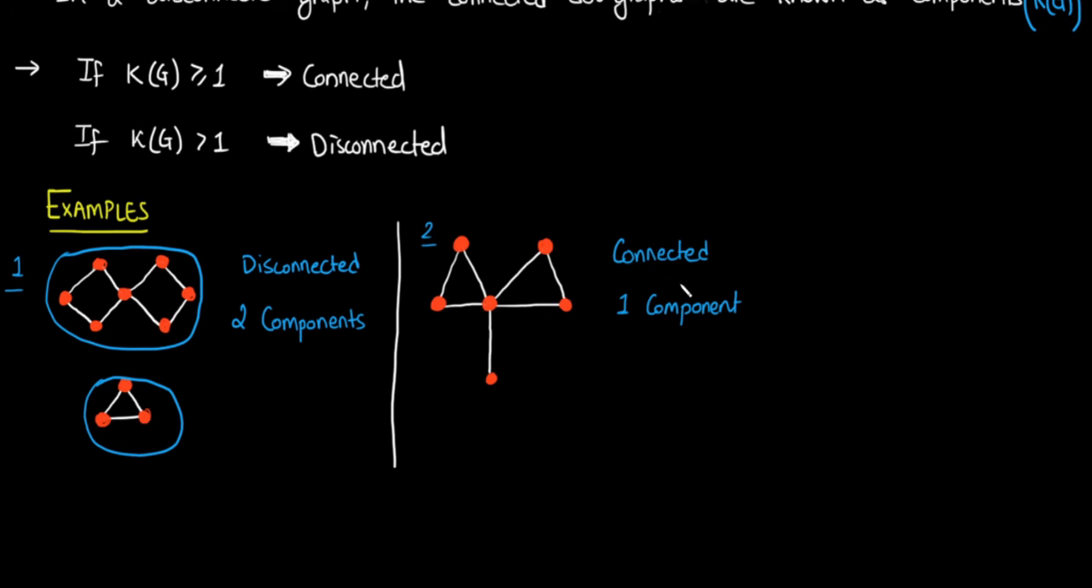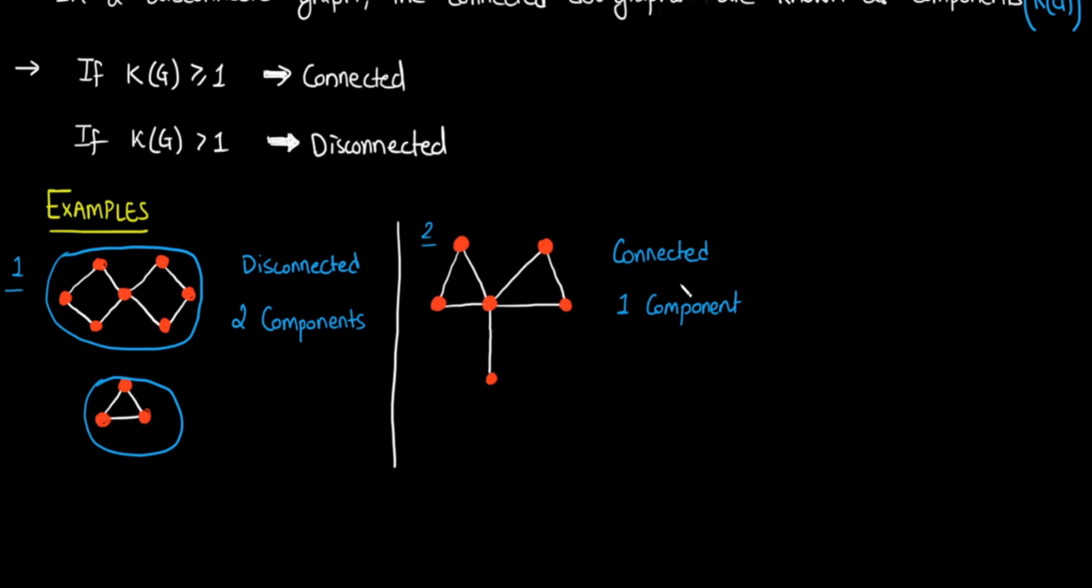To summarize, we first learned about 3 things: a walk, a trail and a path. In trails, if it's open, it's known as a trail by default. If it's closed, you have a circuit. In paths, if it is open, it is by default a path, and if it is closed, it's known as a cycle.